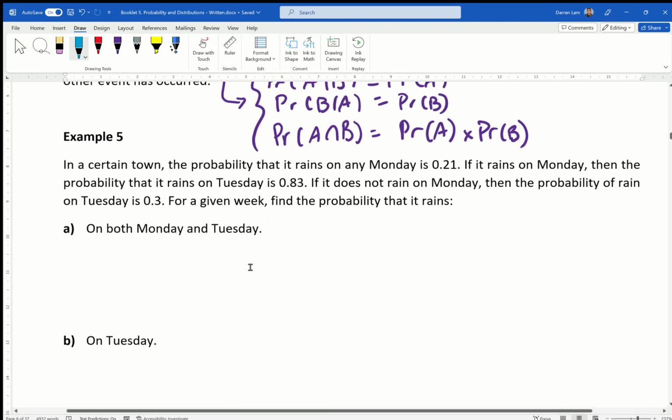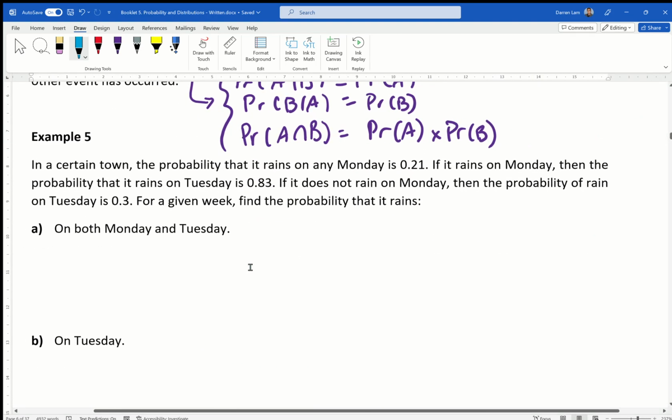In a certain town, the probability that it rains on any Monday is 0.21. If it rains on Monday, then the probability that it rains on Tuesday is 0.83. You'll note it's not independent. If it does not rain on Monday, then the probability of rain on Tuesday is 0.3, etc. By the way, I've just picked random numbers, they're not real, but in this scenario it is a lot clearer to use a tree diagram. It makes sense. You've got this condition happening, if this happens, etc. Please copy down the following diagram.